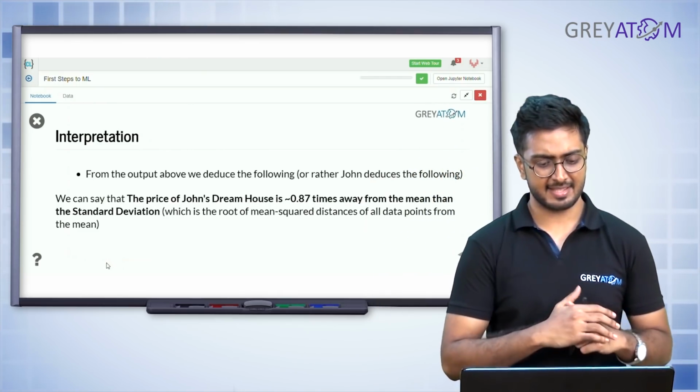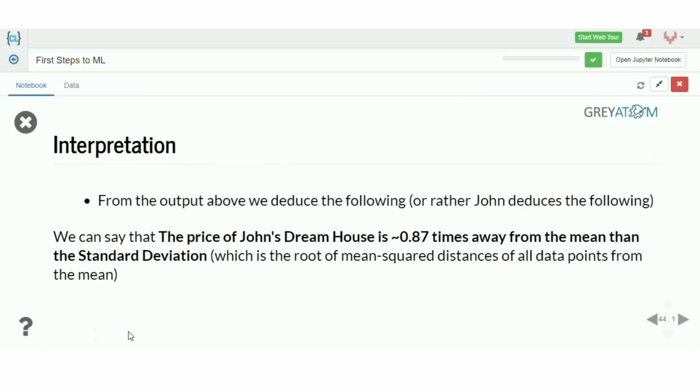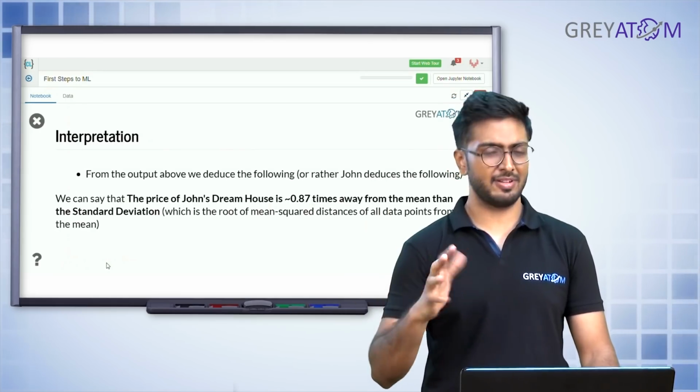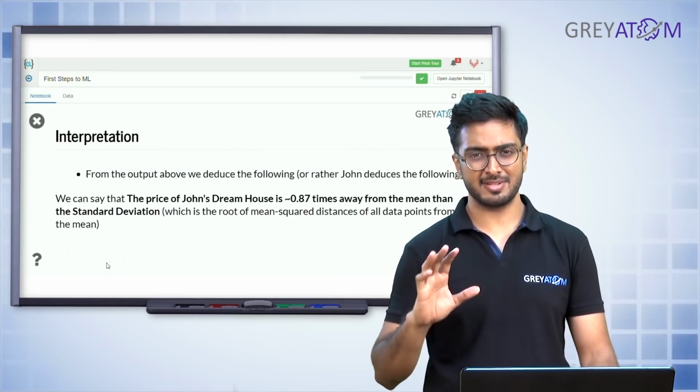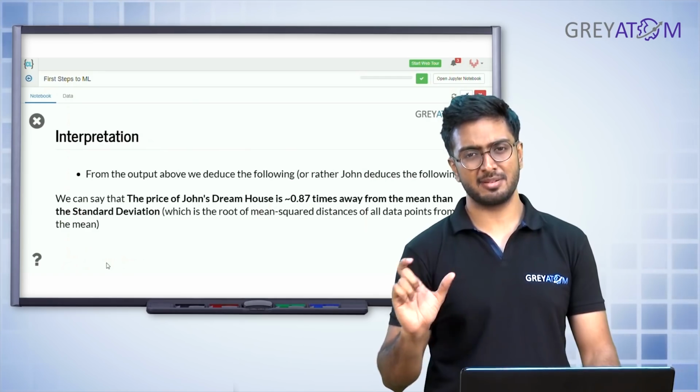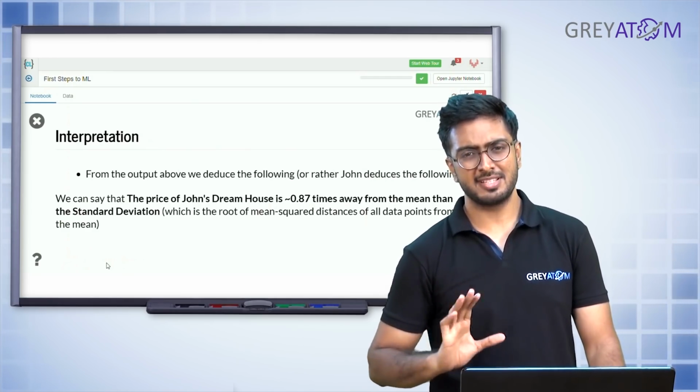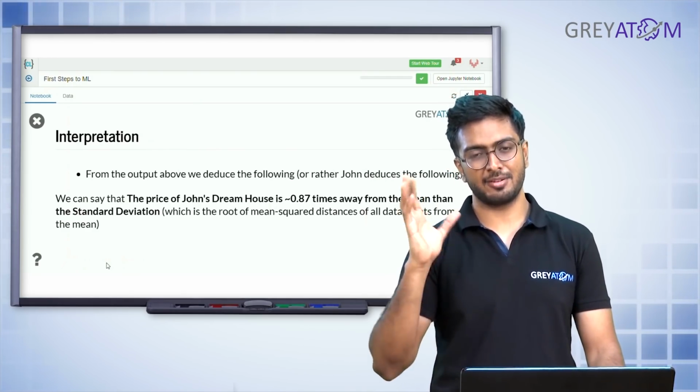That's something we have already seen here. So we can say that the price of John's dream house is 0.87 times the standard deviation away from the mean, where the standard deviation is the root mean square of distances. So it's roughly one standard deviation, right? 0.87 is roughly one. So it's within one standard deviation move from your mean, which is not an extreme value. That's all you can say.